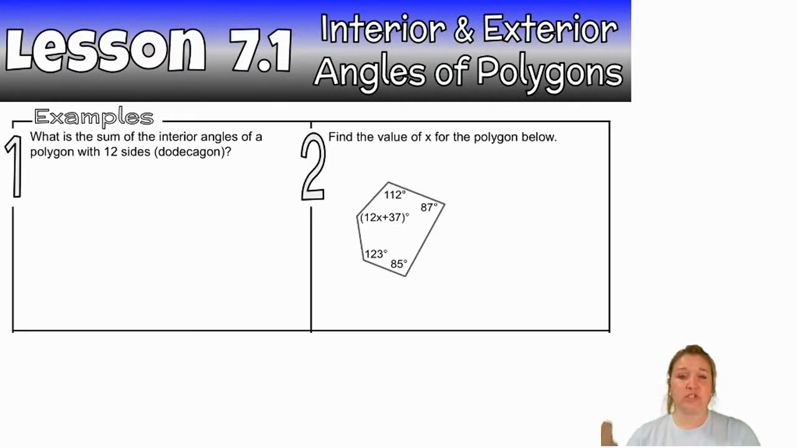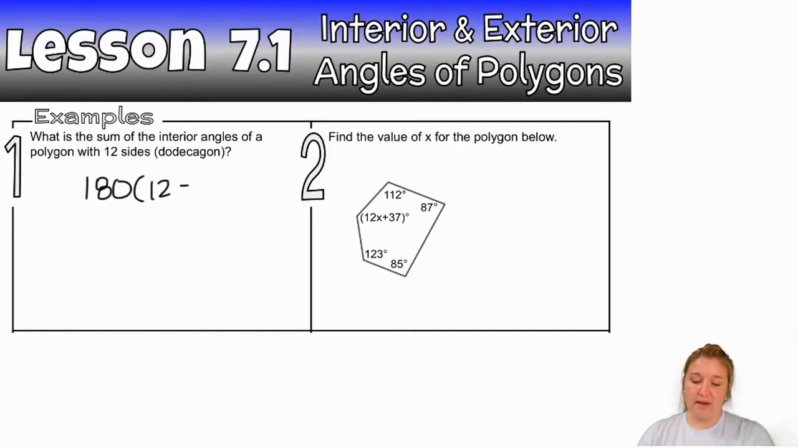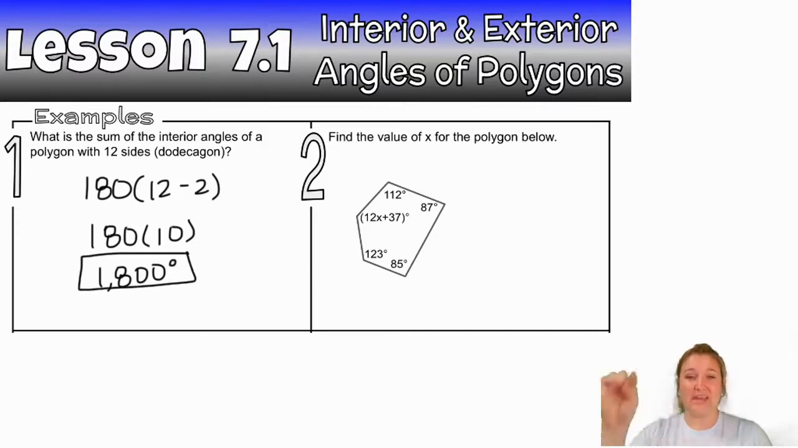All right, so the first one is pretty straightforward, and this is just being able to plug into the interior angle theorem. It says, what is the sum of the interior angles of a polygon with 12 sides? That's also known as a dodecagon. So therefore, I'm just going to plug this in. I know that the sum of the interior angles is going to be equal to 180 times 12 minus 2. Okay, so that's going to be the sum there. And then I would do 180 times 10. That's what 12 minus 2 ends up being. And then I'm going to get 1,800.